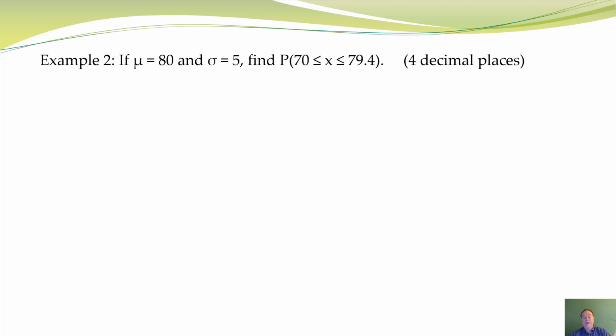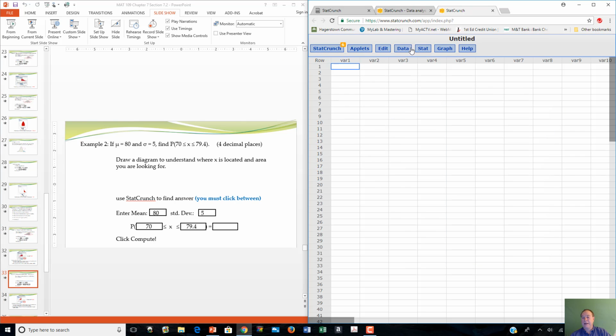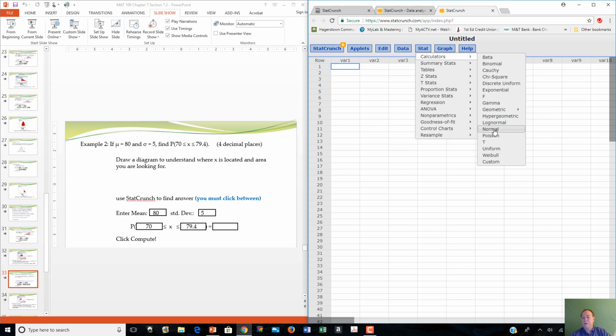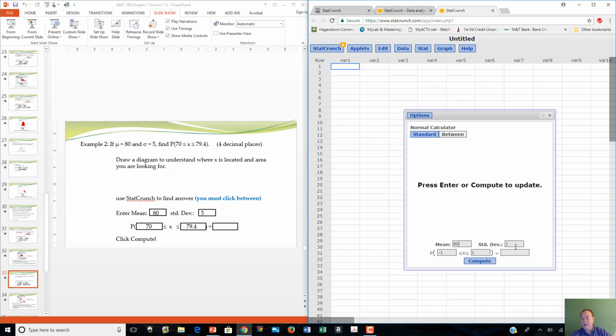All right, example 2. The mean is 80 again, standard deviation is 5, but this time I want between 70 and 79.4, which is actually a C, right? So let me start at the beginning. Calculator, normal. This time I want between, so I click between. The mean was 80, standard deviation was 5. Now, I want between 70 and 79.4.